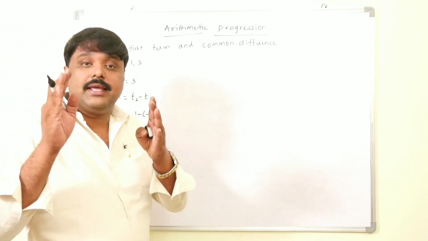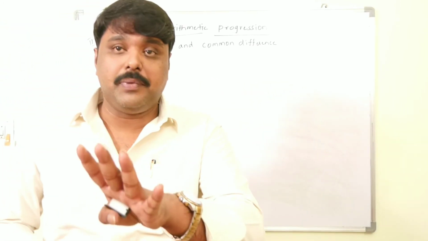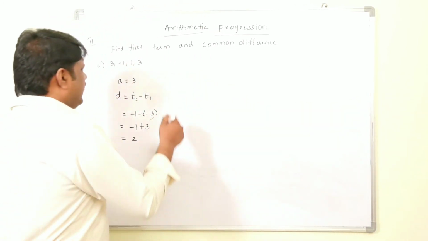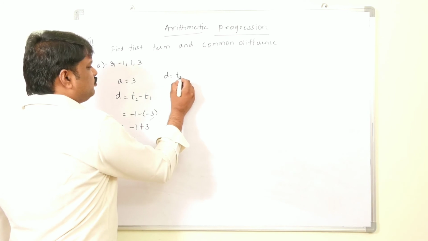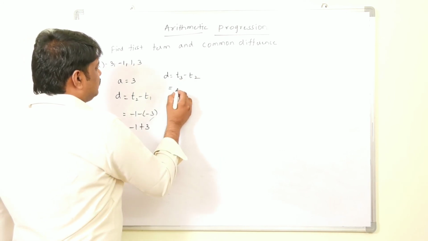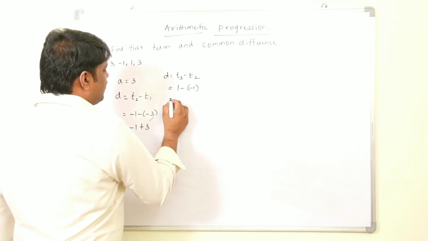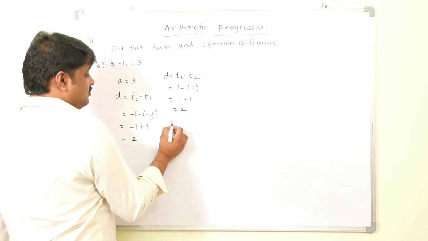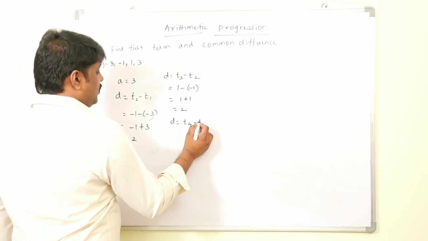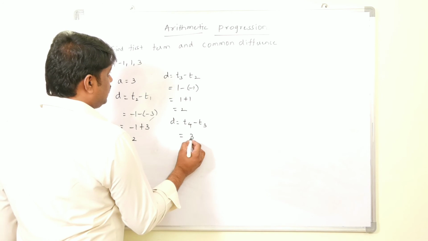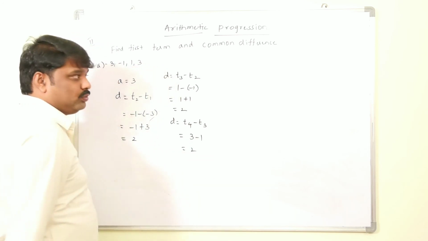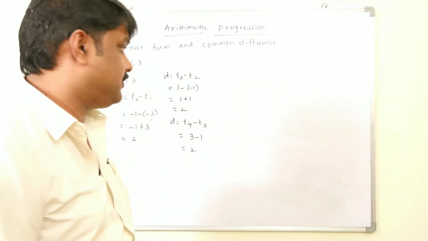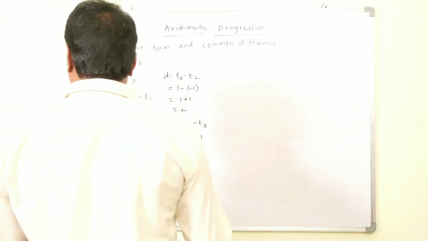Because he has mentioned that it is an AP, hence we have taken only T2 minus T1. If you have doubt, you can even check with T3 minus T2. That is 1 minus of minus 1, 1 plus 1, it is 2. We can even check with the next 2 terms also. T4 minus T3. T4 is 3, 3 minus 1, anyway 2. Yes, the given series is in arithmetic progression. Okay, let us take the next problem.